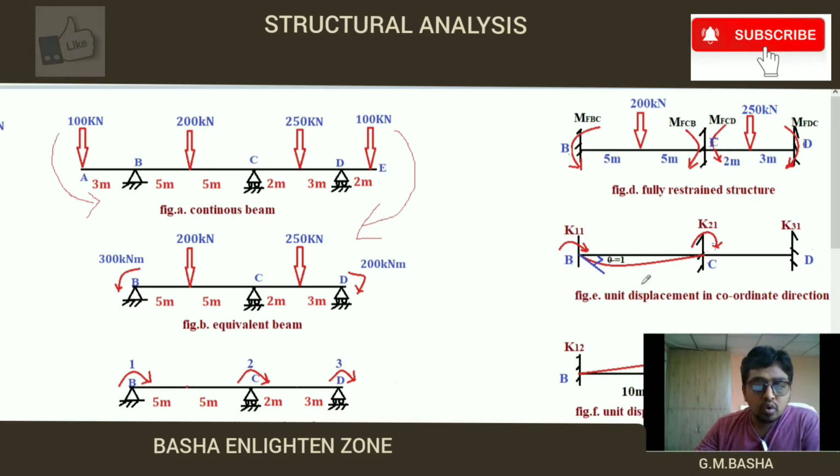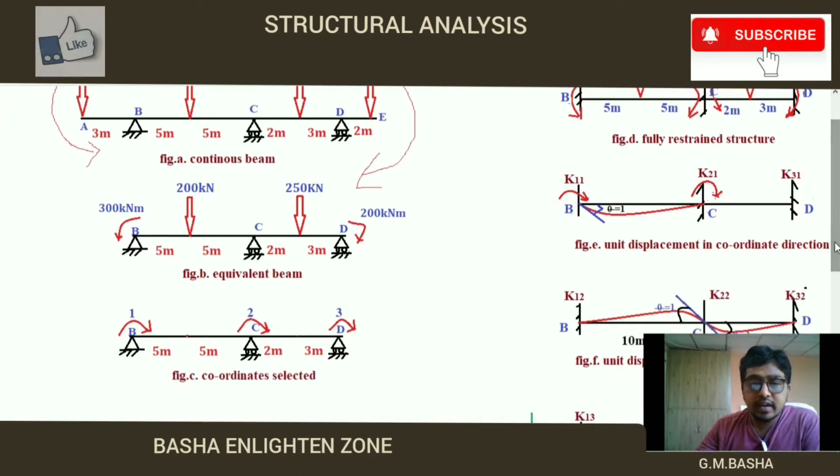Then go to the next step, coordinate selection. So how many degrees of freedom are there? There will be 3 degrees of freedom. That is the reason we are selecting 3 coordinate positions. So at B I am selecting one coordinate position, at C another coordinate position, at D another coordinate position. So therefore totally there will be 3 degrees of freedom. Based on that we are selecting 3 coordinate positions.